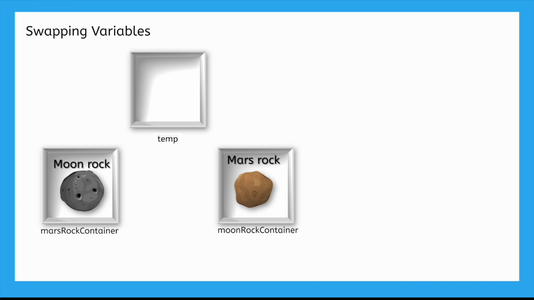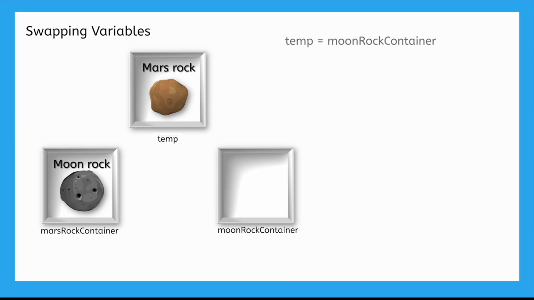The first step is to move the item in the Moon Rock container into the temp container. In code, it looks like this. Temp gets the value of MoonRockContainer. This means whatever value was in the MoonRockContainer variable has now been copied to the temp variable.